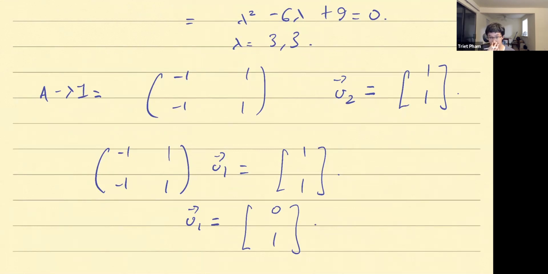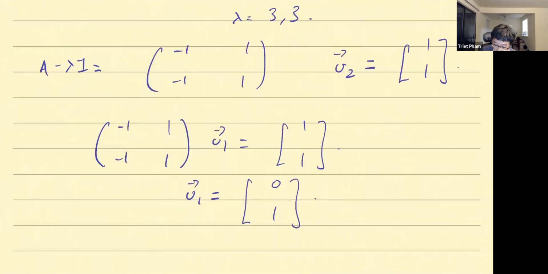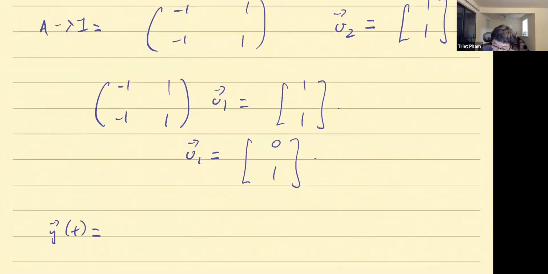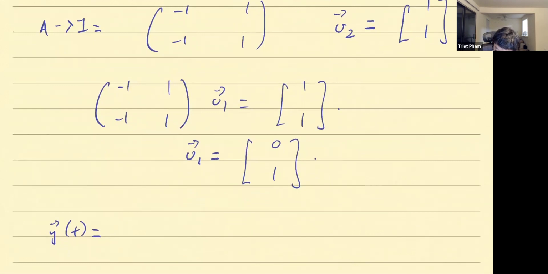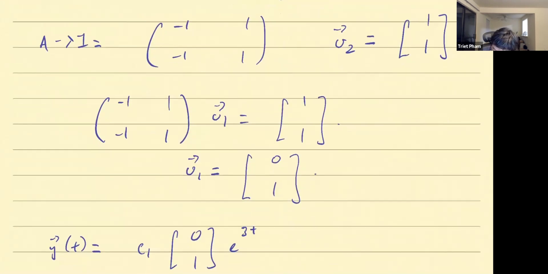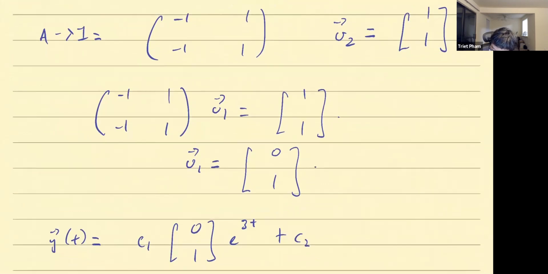So your total solution will be C1 times V1, which is 0, 1, e to the 3t, plus C2 times V2, which is 1, 1, t e to the 3t. Any question?